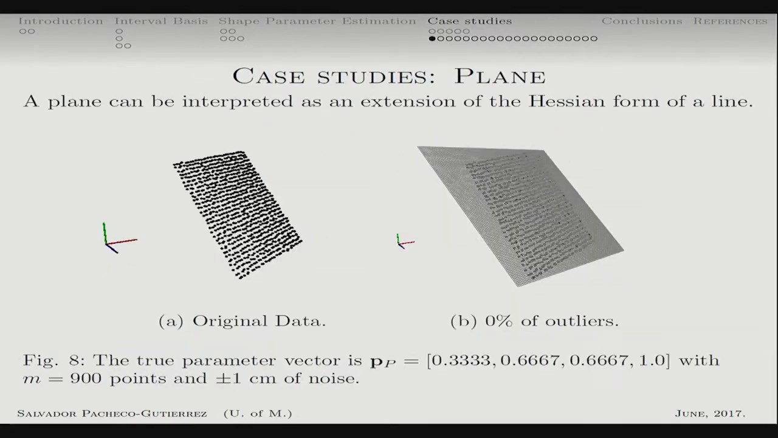So I apply the same technique for the plane, which is represented in a Hessian form. This is the original data. We just got a simple plane in 3D. The gray plane is the one that is fixed on top.